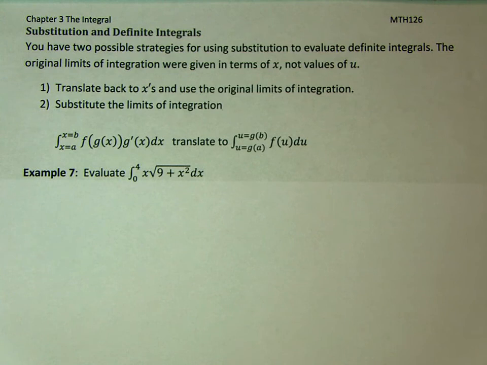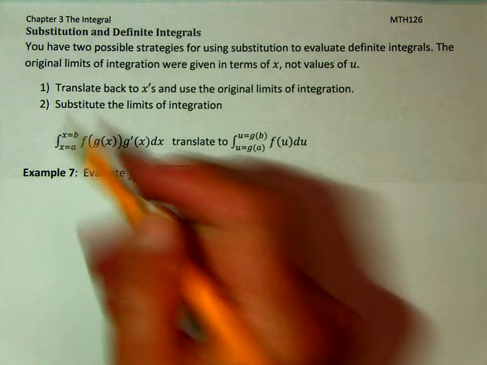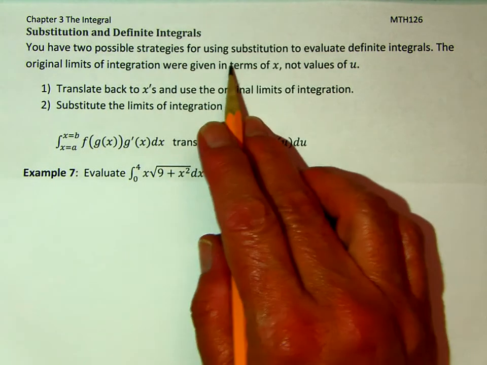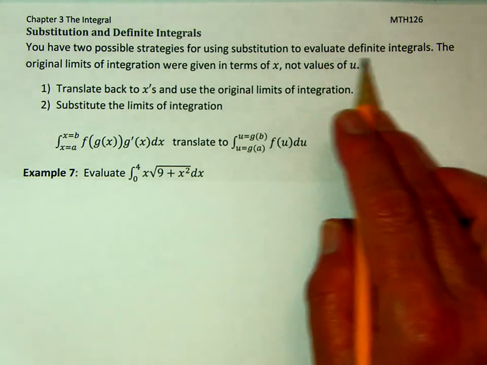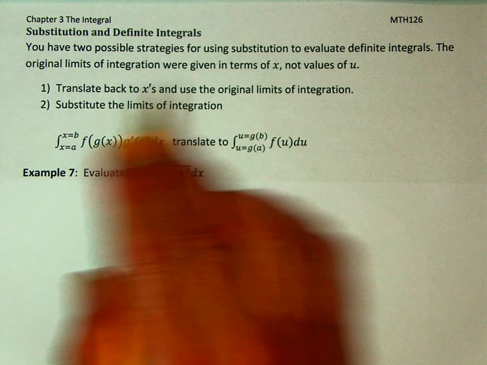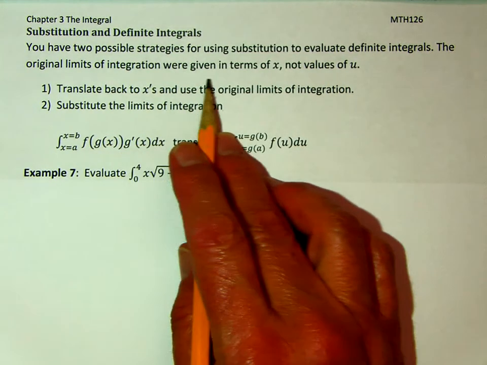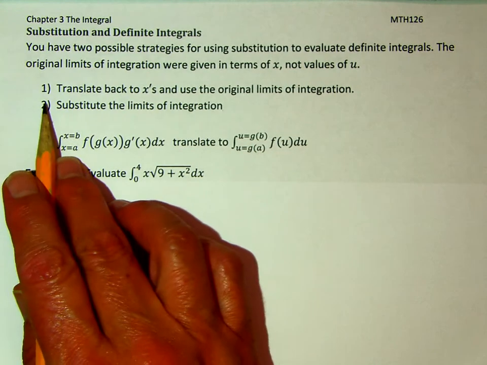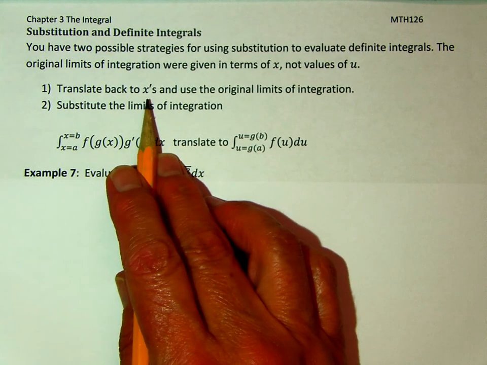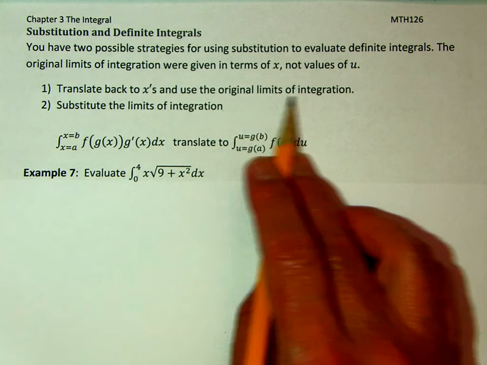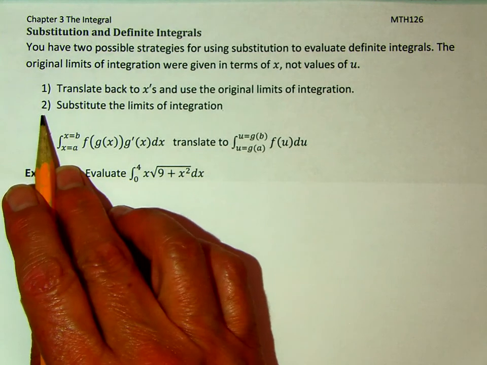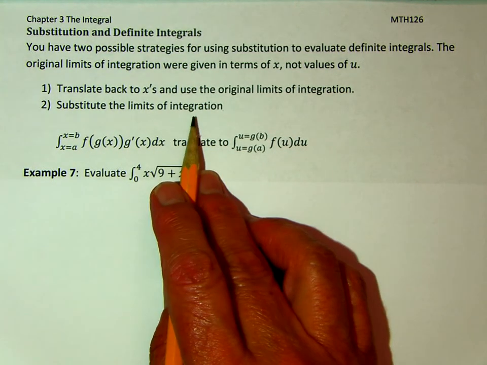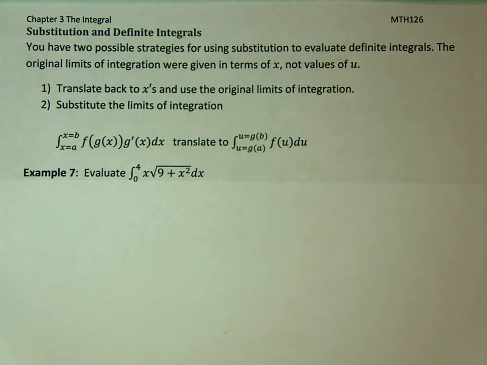Substitution and the definite integrals. You have two possible strategies for using substitution to evaluate definite integrals. The original limits of integration were given in terms of x, not values of u. So one, you can translate back to x's and use the original limits of integration, or two, you could substitute the limits of integration. I'm going to demonstrate that.